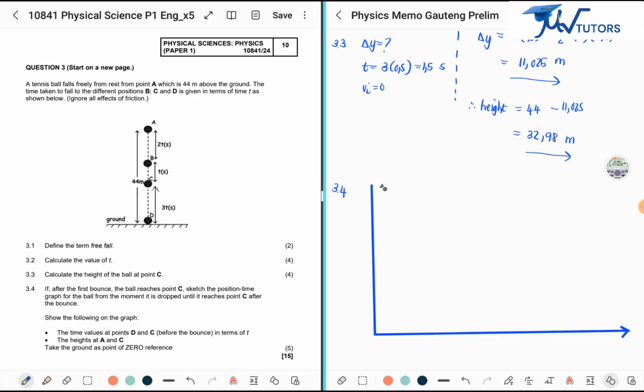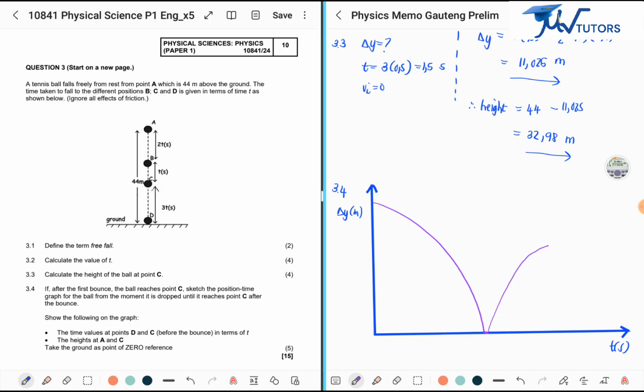So we have that. This is now displacement, no? Position time graph. So I'm going to say delta y in meters, and we have time in seconds. So what I'm going to do, this thing was dropped. Let me use a different color. It was dropped. And then it spent a little bit of time on the ground, and then it went back up again to position C.